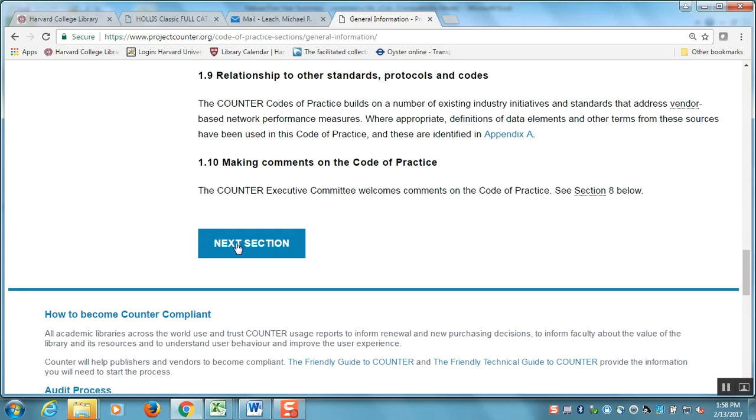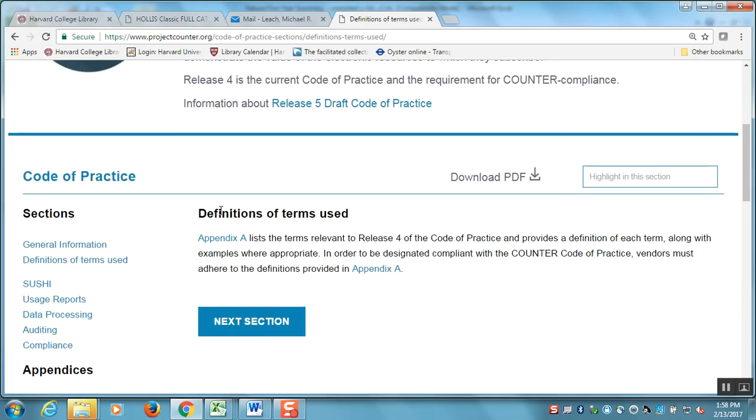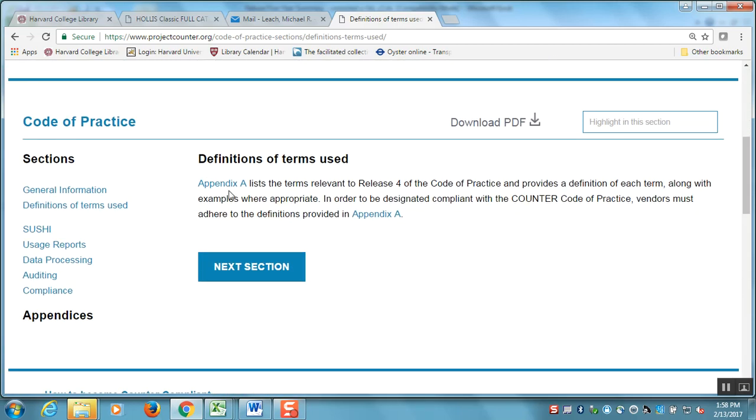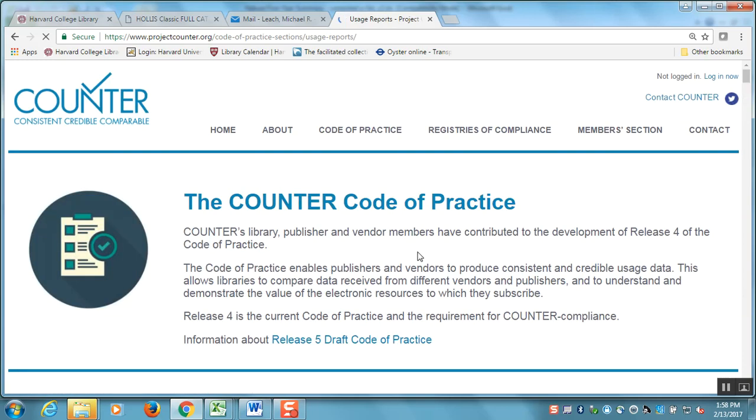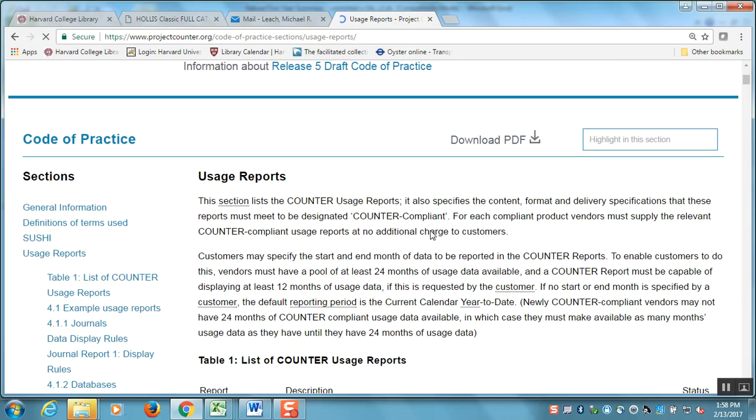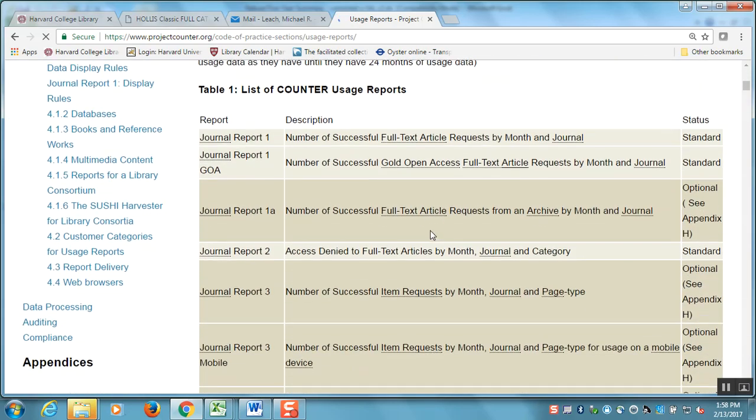In addition, there's a whole appendix on the actual definitions themselves. But over here are the key things, and it's the usage reports that we really want to look at. Also notice there's some issues related to compliance and auditing, and something called SUSHI, which I'll talk to briefly at the very end. So in the usage reports, these codes of practice, here's the list of them.